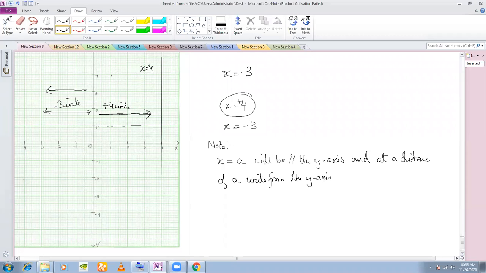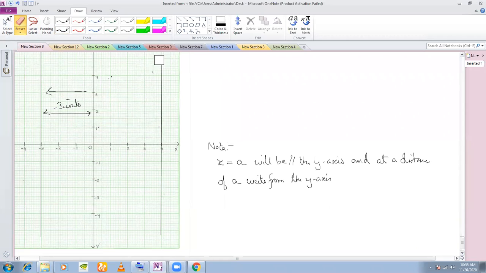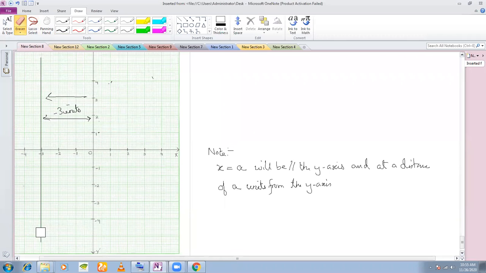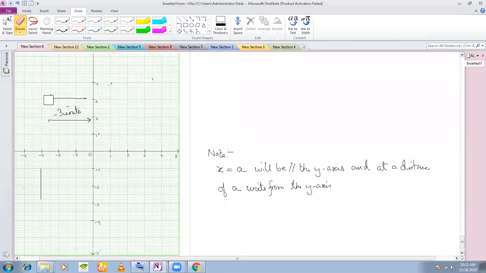Any questions relating to this? Any question? No question? So let us see the next line. Let us try to plot the next line.